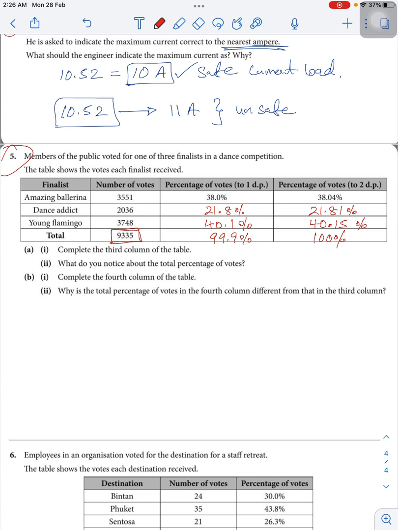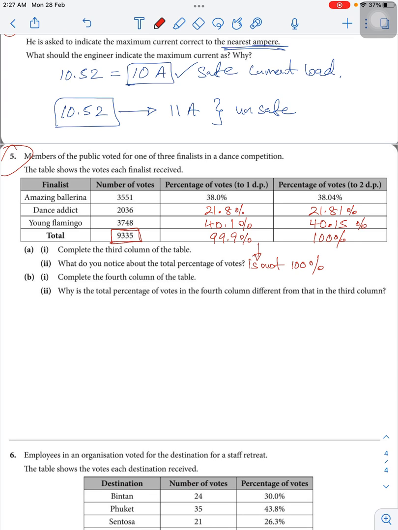So what do you notice about the total percentage of votes? Okay, so over here the total percent is not 100%, so this one is not 100% for the third column. Of course, the fourth column, you get 100%.